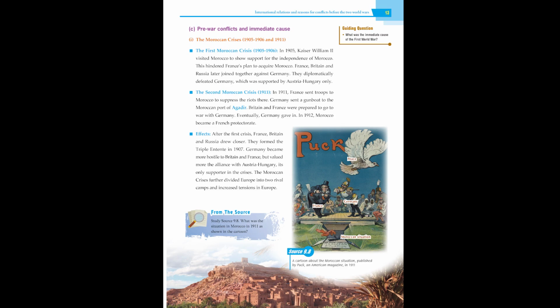Look at the source 9.8, a cartoon about the Moroccan situation, published by Puck, an American magazine, in 1911. From the source. Study the source 9.8. What was the situation in Morocco in 1911, as shown in the cartoon?